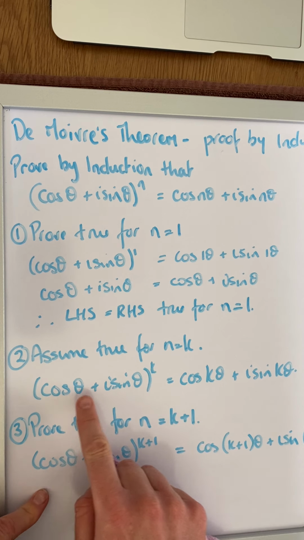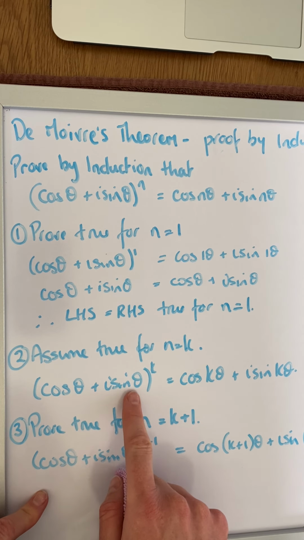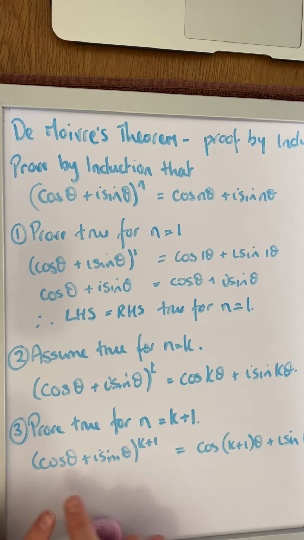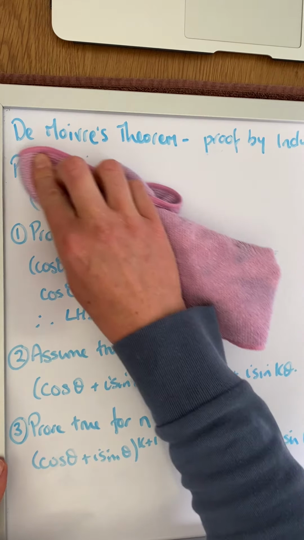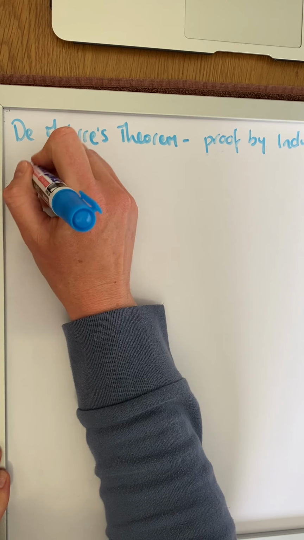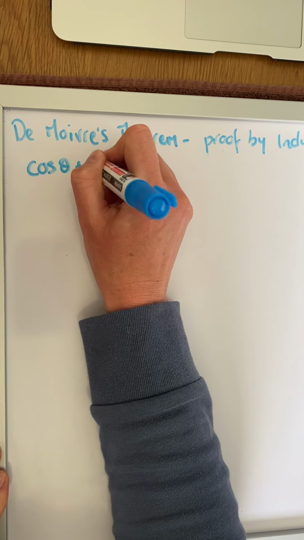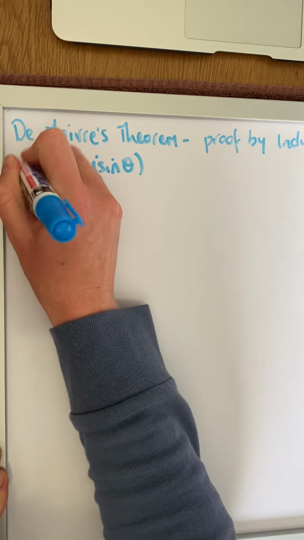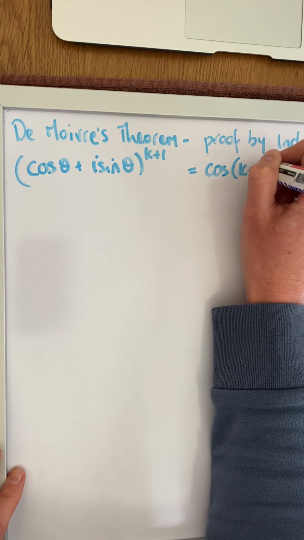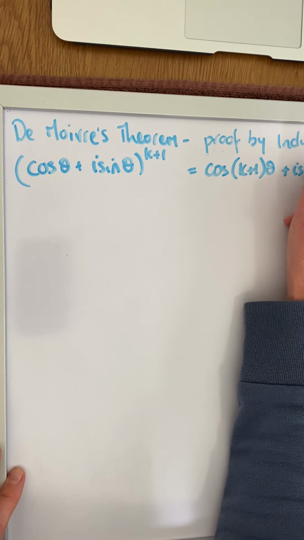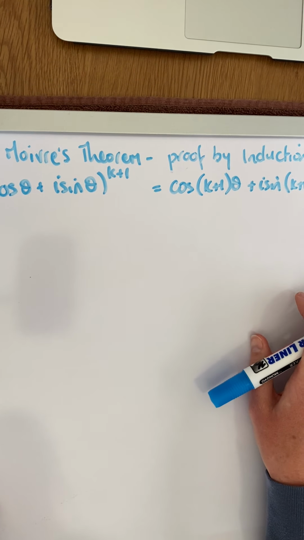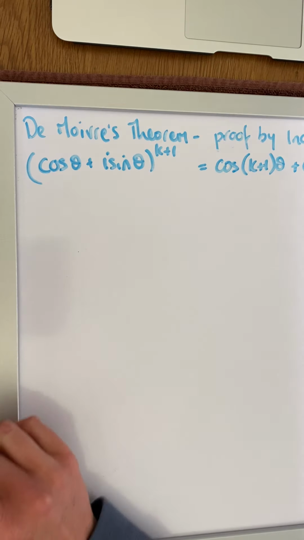We are going to need to use step 2, which is (cos theta plus i sine theta) to the power of k is equal to cos k theta plus i sine k theta, in terms of proving this. So I'm going to start off by writing this line up here at the top. What we want to prove is that (cos theta plus i sine theta) to the power of k plus 1 is equal to cos of (k plus 1) theta plus i sine (k plus 1) theta. That's what we want to look at proving.